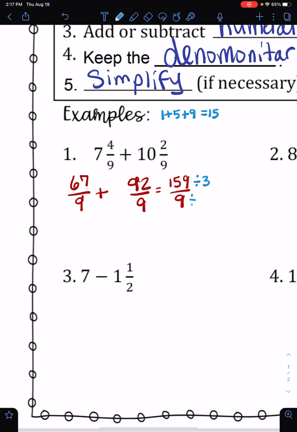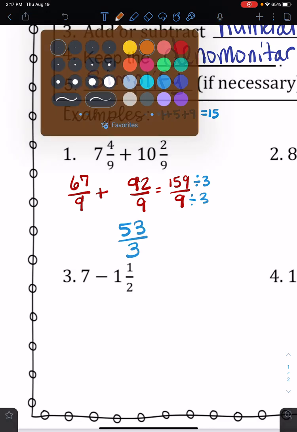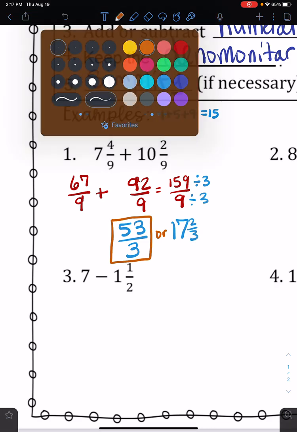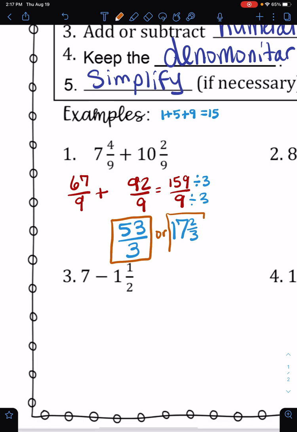Okay. We know 9 is also divisible by 3, so 159 divided by 3 is going to be 53, and 9 divided by 3 is 3. I'm totally fine with this as your answer, as an improper fraction in smallest form. If you'd like to write it as a mixed number, you could instead change that to 17 2/3. I will also accept that as a right answer. I prefer the improper fraction on the left, actually, but I would accept either.